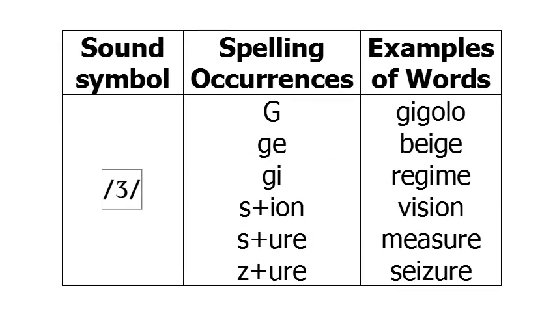This sound is pronounced zh. It can come from G, GE, GI, S when followed by ION, S when followed by URE at the end, and Z when followed by URE at the end. So some examples would be gigolo, beige, regime, vision, measure, seizure.